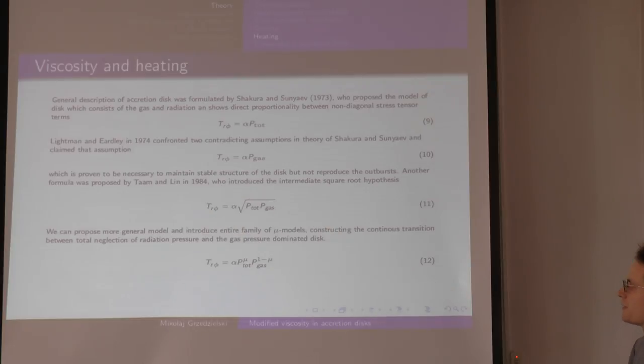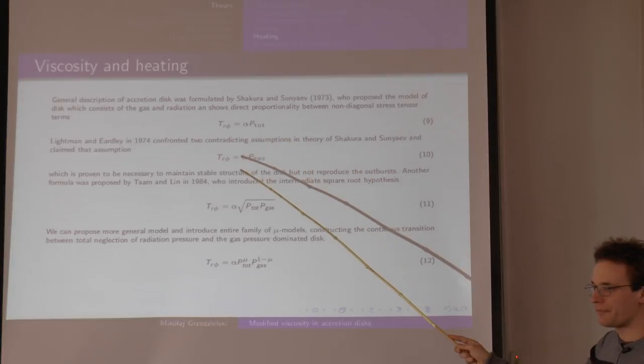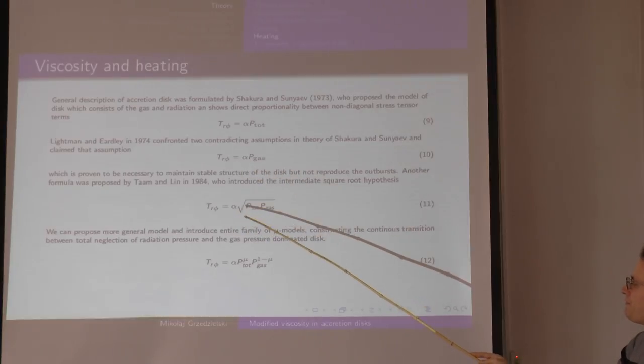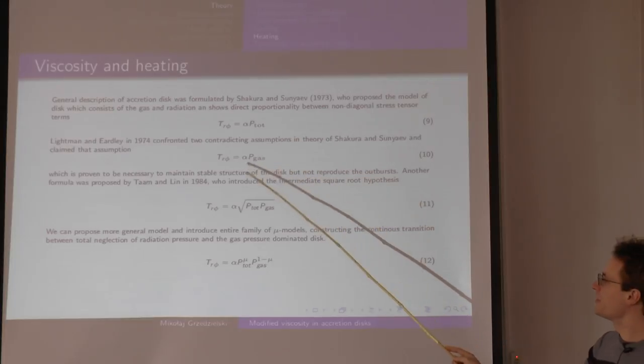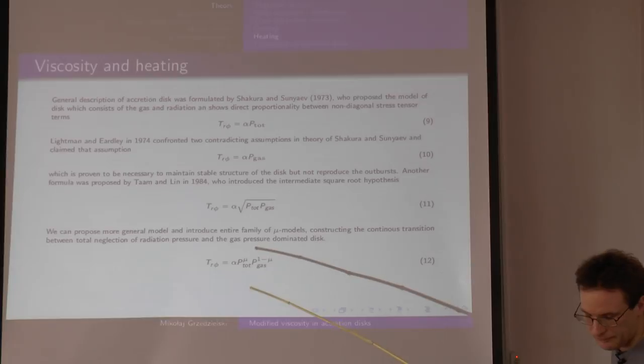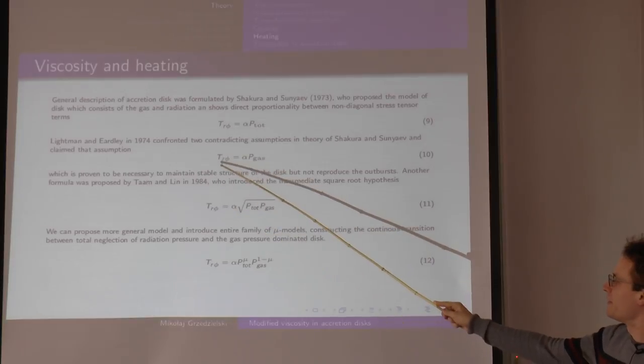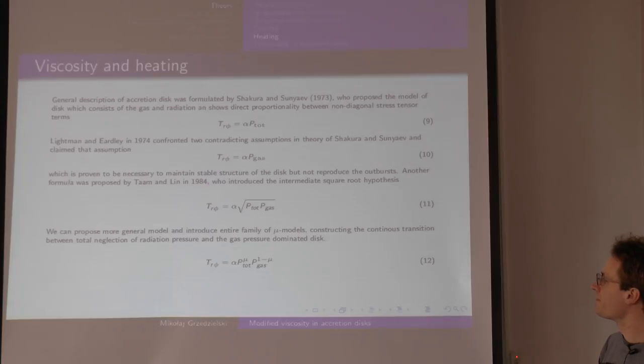if we compare results of models to observations, so we have some outbursts of the accretion disks, and this really looks like hocus pocus. You have two different equations, and then you take the geometric mean of these two equations. But this is an effective model, so this model has not yet a theoretical explanation.